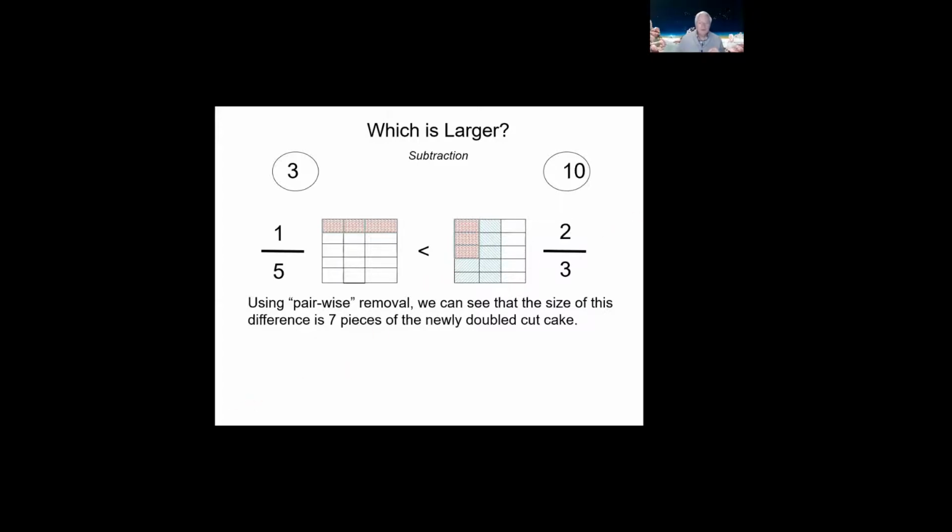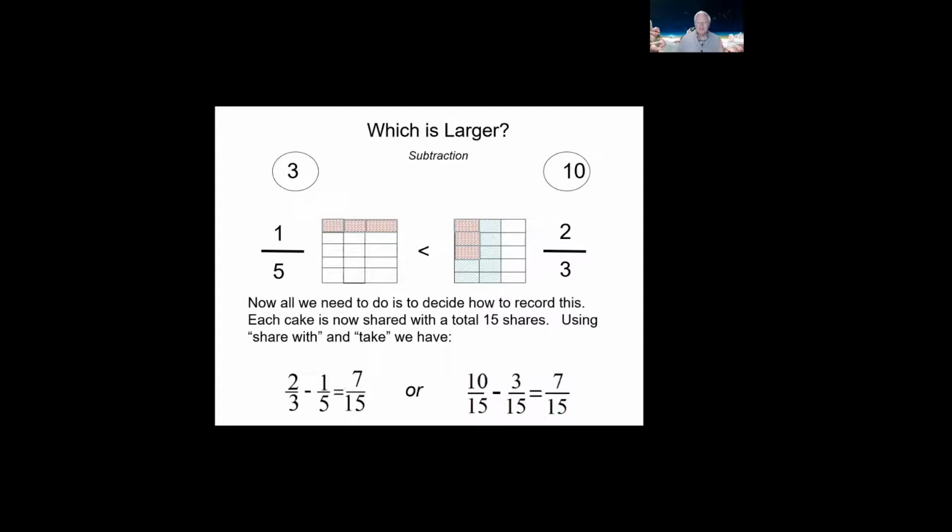Really, all we need to do now is put this into a formal record of action, isn't it? So as we look at our record of action, what could we say about this? Well, the first thing we could say is we know which is larger, so we'll put that out in front. And so share with 3, take 2, and share with 5, take 1. We've done our representation. What is it we're going to do? We're going to do pairwise removal. When we've done it, what do we have? We have a cake that has been shared with 15, and we have 7 of the 15 parts.